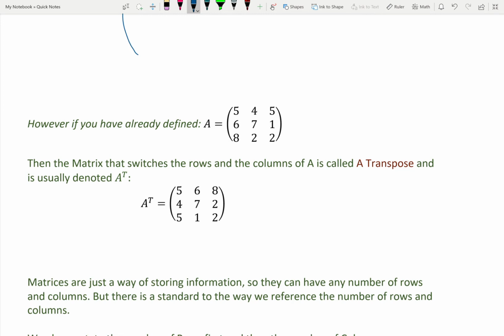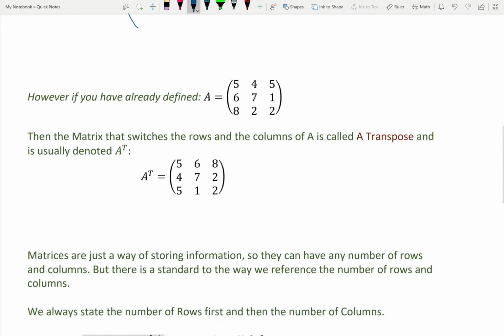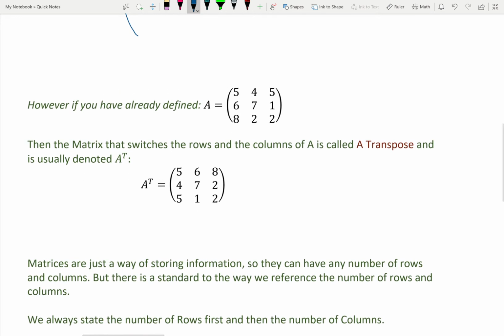Okay, so how many rows and how many columns can matrices have? Well, remember, matrices are just a list of items, so you can make a matrix as big as you can make a list. They can be as big as you want. So there's no limit on how many rows or columns you can have. But there is a standard on how we state the number of rows and the number of columns. We always say the number of rows first, and then we state the number of columns.